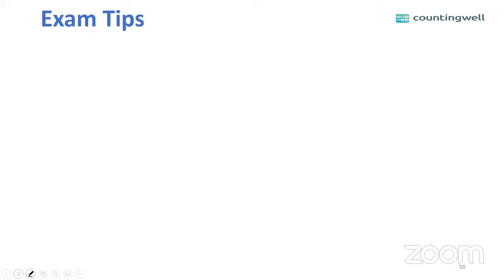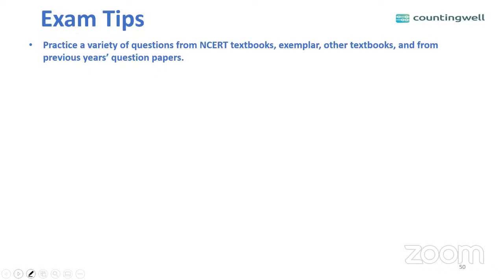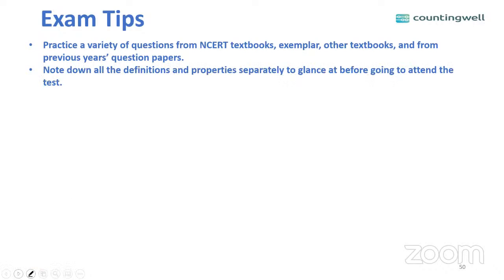Let us see some exam tips for these two chapters. Practice a variety of questions from NCERT textbooks, exemplar, other textbooks, and from previous year question papers, and be thorough with the chapter. Next, you should note down all the definitions and properties separately. You should always avoid calculation mistakes while you are calculating the measures of angles or lengths of the sides of quadrilateral.